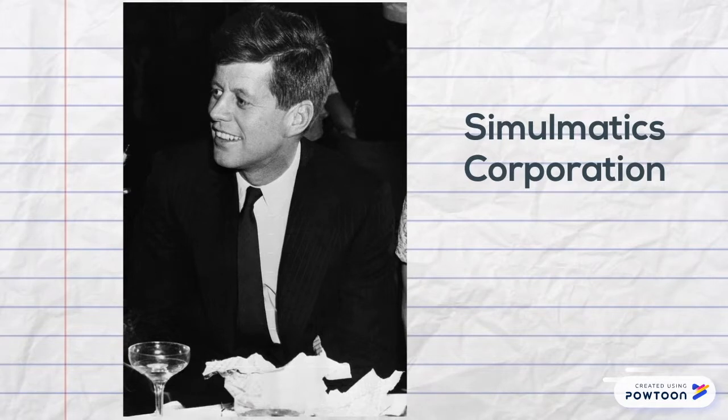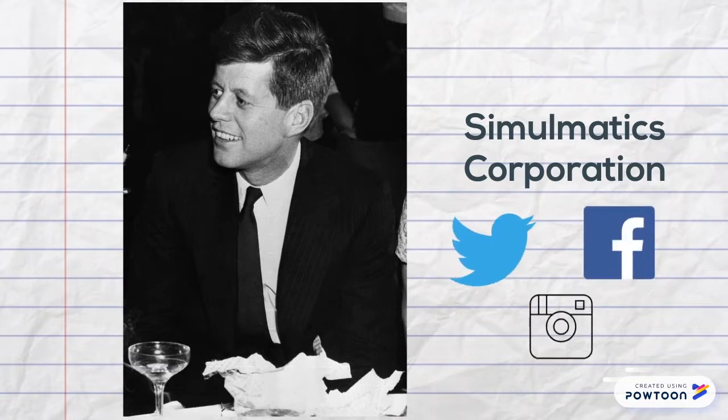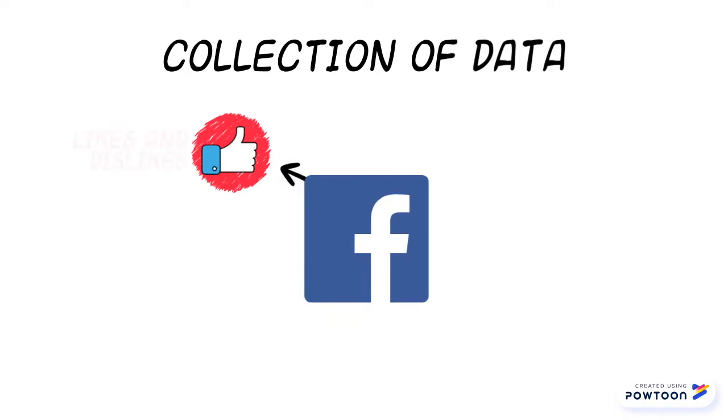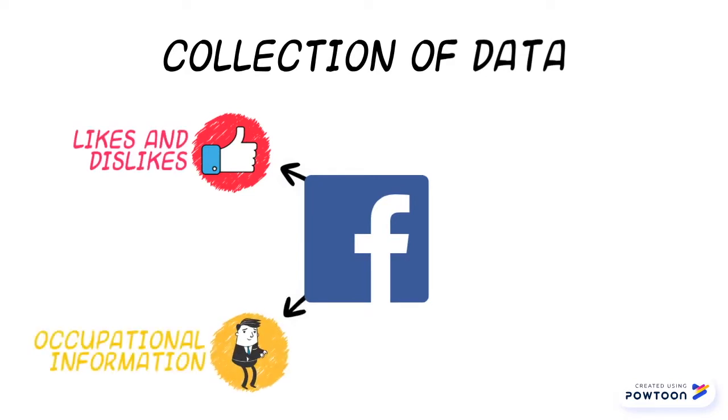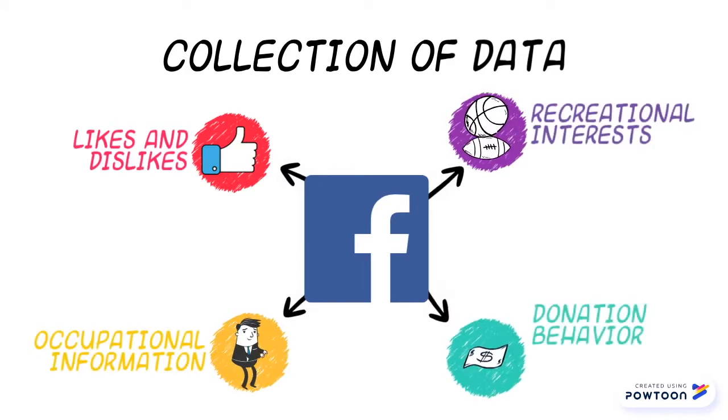However, it was not easy to collect data about a large portion of voters until recently. This rising amount of voter data being collected coincides with the gaining prominence of social media. Social media websites such as Facebook and Twitter contain large amounts of personal data, including likes and dislikes, occupational info, recreational interests, community and civic engagement, and donation behavior of users. Collecting all of this information is useful to politicians in learning more about their voters.